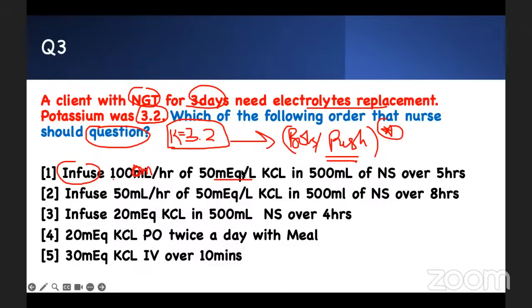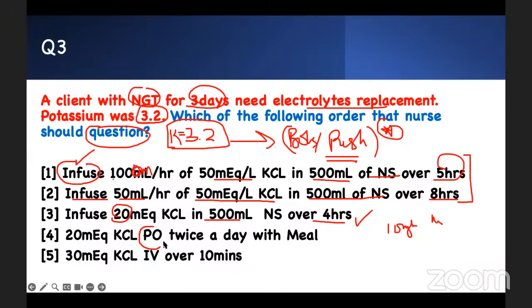150 milliequivalents of potassium in 500, okay, over what? Normal saline over 5 hours. This is an infusion, so it's good. Another infusion, 50 milliequivalents of what? Of potassium in 500 of normal saline over 8 hours is good. So for us, it's getting 10 milliequivalents over an hour, we good. I'm also infusing this 20 milliequivalents in 500 over 4 hours. We good.